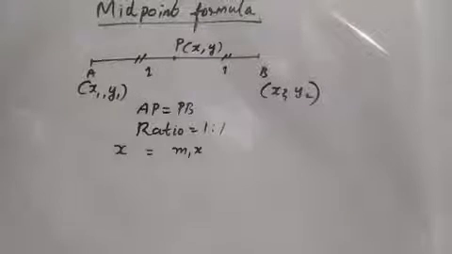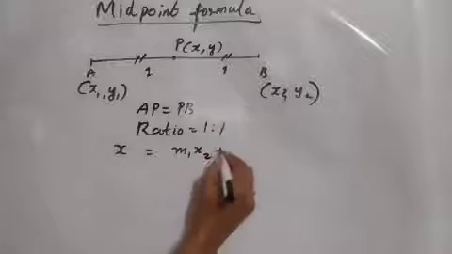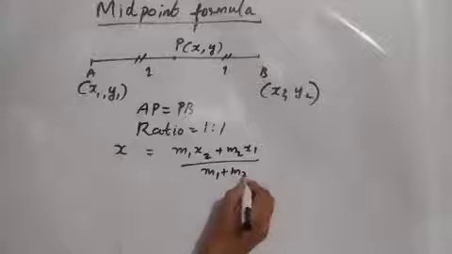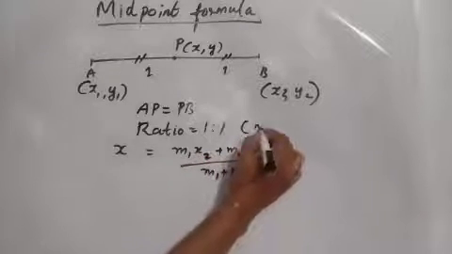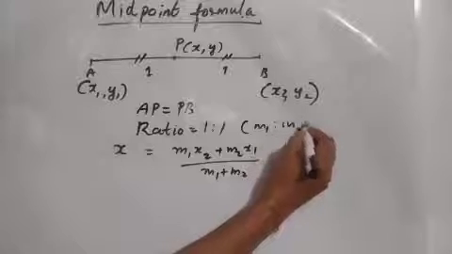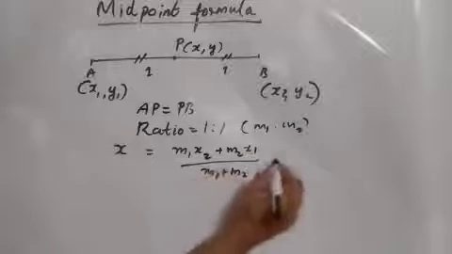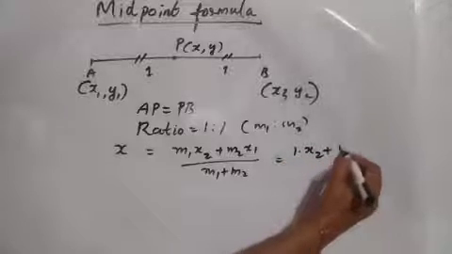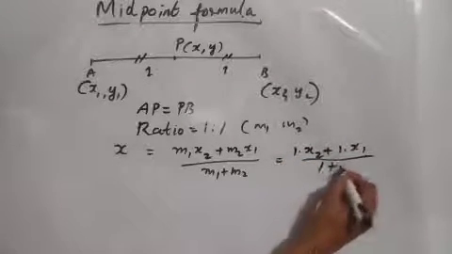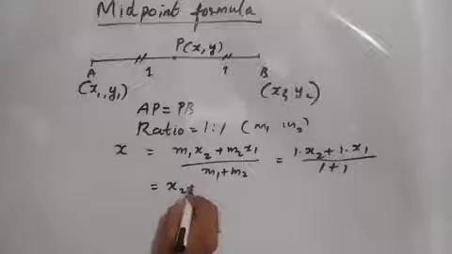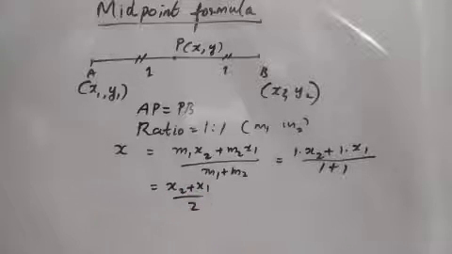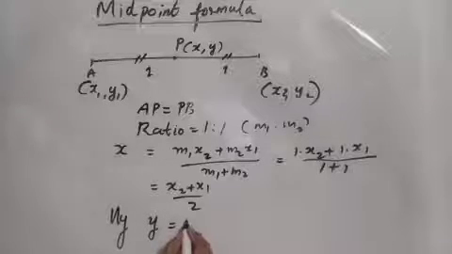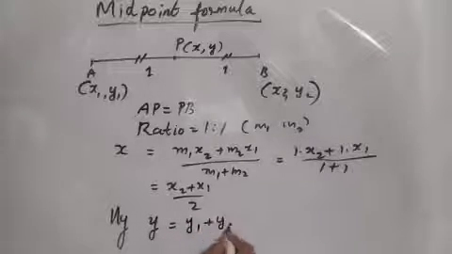How can we replace m1 x2 plus m2 x1 by m1 plus m2? We can substitute the ratio as 1:1, that is m1 is 1 and m2 is 1. How can we change this? m1 is 1 means 1 into x2 plus 1 into x1 by 1 plus 1. That is x2 plus x1 by 2. Similarly, we can find y equals y1 plus y2 by 2.